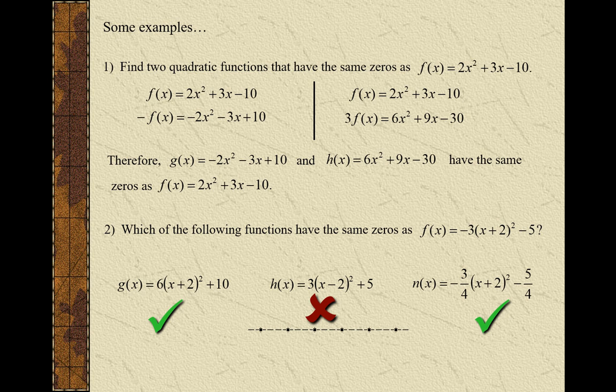Mr. Todd, if I was confused, could I just multiply out the brackets and be able to tell that way? Absolutely. It's the brackets that are causing the problem. If you multiplied it all out, you'd be able to see for sure which ones have the same zeros. So that would be easier.